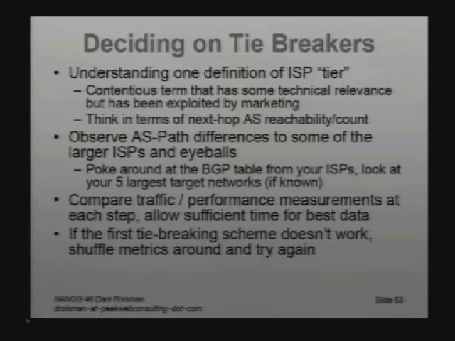So really think in terms of next hop AS reachability. How many ASs can you get with just 1 extra hop versus going 2 extra hops, 3 extra hops? You want to observe the AS path differences to some of the larger eyeball ISPs. Remember, I'm coming from a content world here. Poke around your BGP table. Look at your 5 largest target networks, if known, and check your path out. And go ahead and compare some traffic performance measurements at each step.